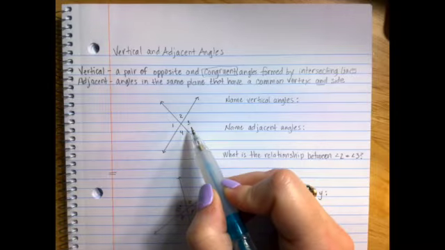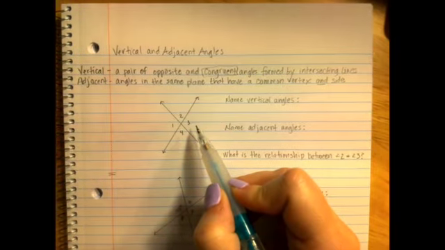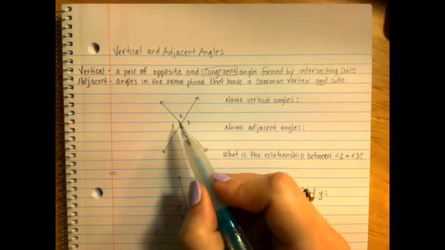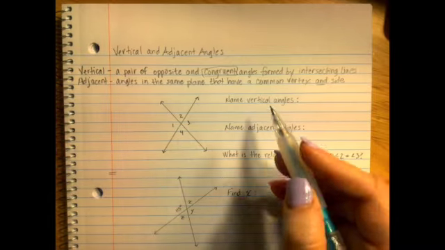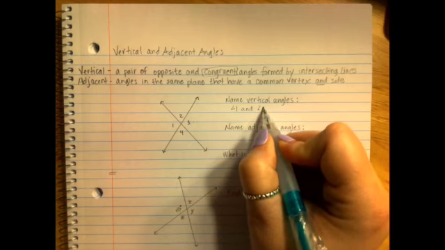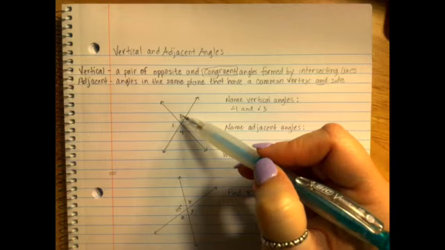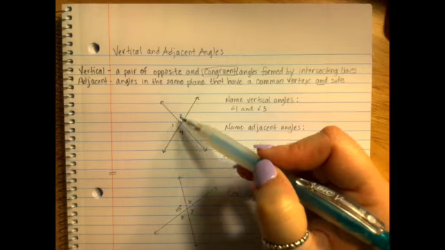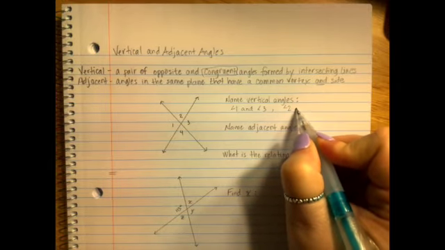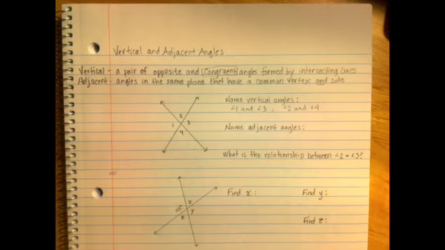Now, you can't always go by what everything appears to be when you are talking geometry. You have to go by what it says. And since we have a pair of intersecting lines, 1 and 3 are going to be vertical. So we're going to say angle 1 and angle 3. Another set of vertical angles would be 2 and 4. They're opposite each other, so these are also vertical, and they are also congruent to each other.